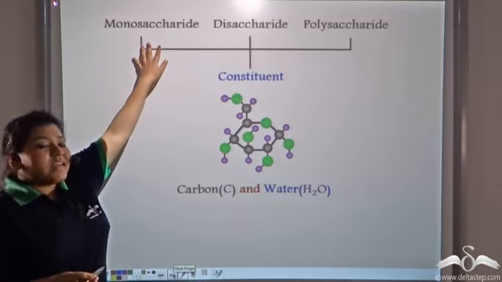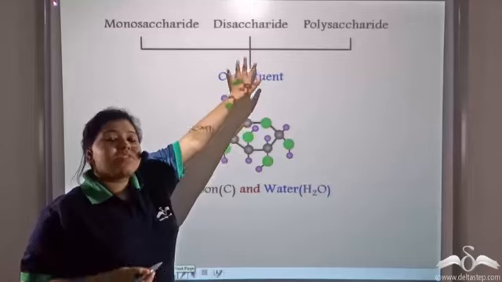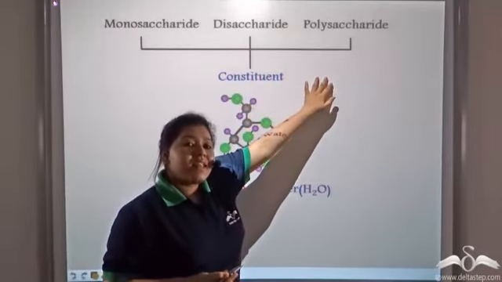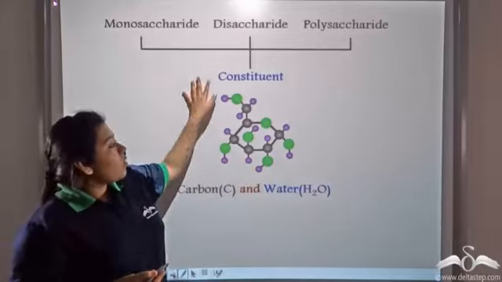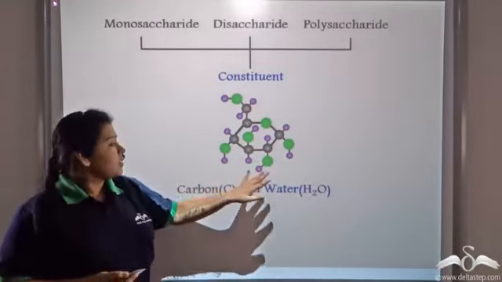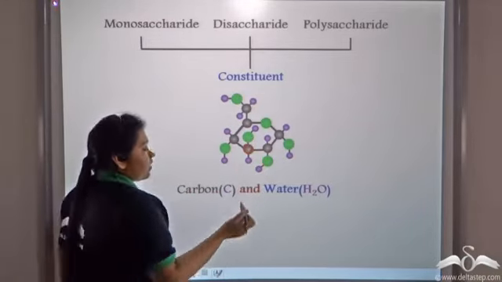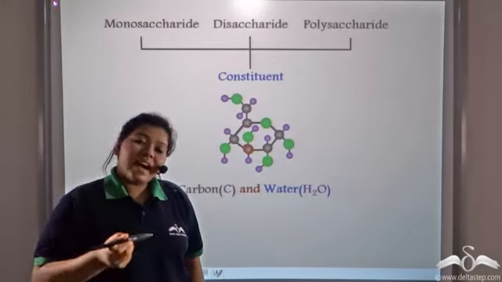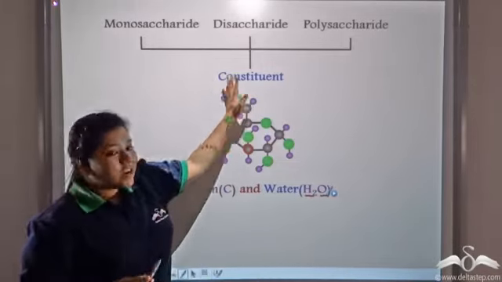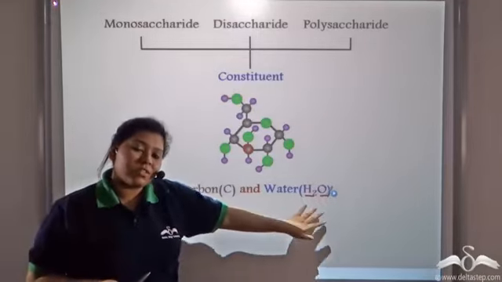So the monosaccharides, like glucose, the disaccharide, which is present in honey or sugar, and polysaccharides, like in the rice, are all formed of carbon and water. See, these are the carbon atoms, and water contains hydrogen and oxygen. So the entire structure is made up of carbon, hydrogen, and oxygen.